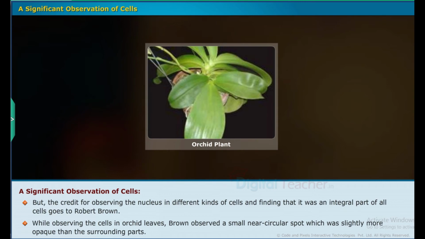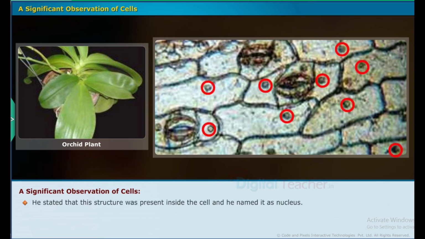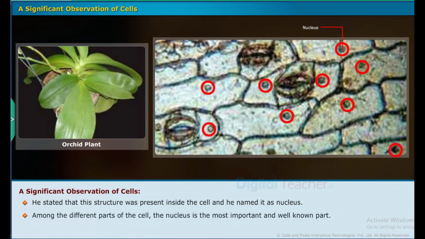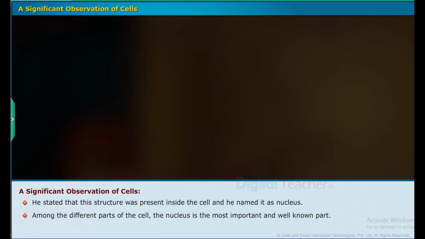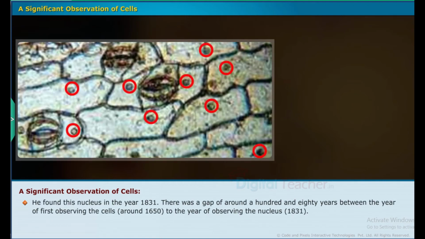While observing the cells in orchid leaves, Brown observed a small near-circular spot which was slightly more opaque than the surrounding parts. He stated that this structure was present inside the cell and he named it the nucleus. Among the different parts of the cell, the nucleus is the most important and well-known part. He also observed this nucleus in all the other cells. He found this nucleus in the year 1831.